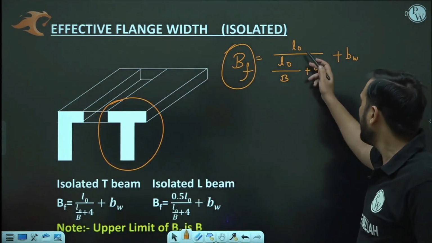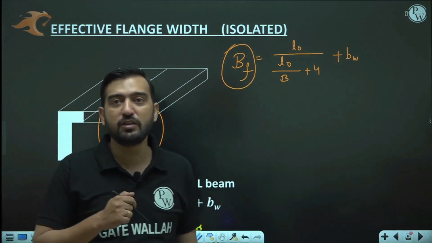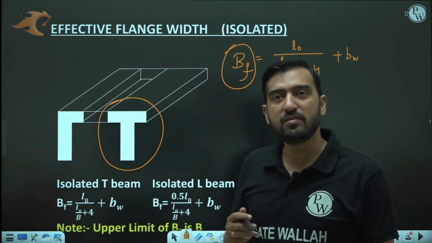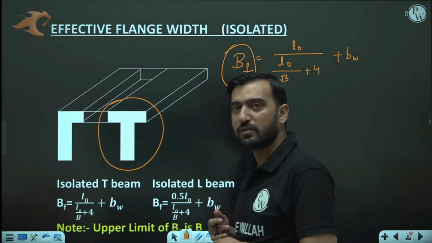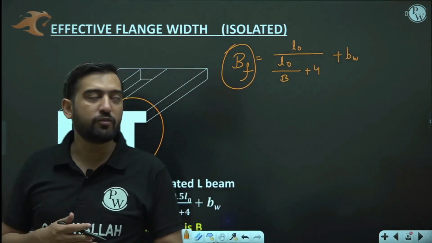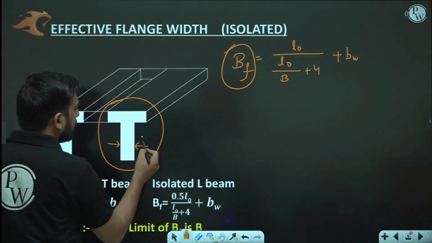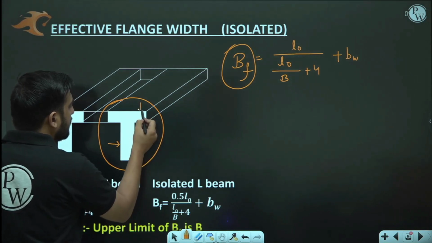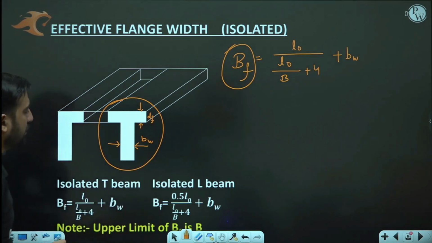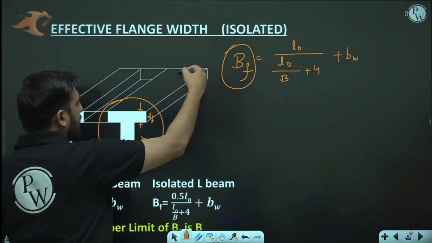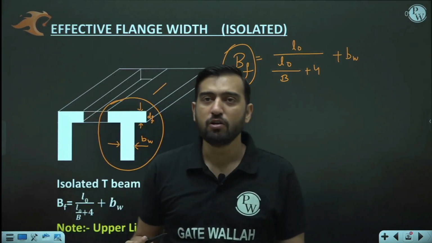Here L naught is the distance between the points of contraflexure, or you can say the distance between two consecutive zero moments. B is the original width of the T beam. BW is the width of the web, and this is DF, the depth of the flange. L naught is in this direction, and it is the distance between the two points of zero moment.